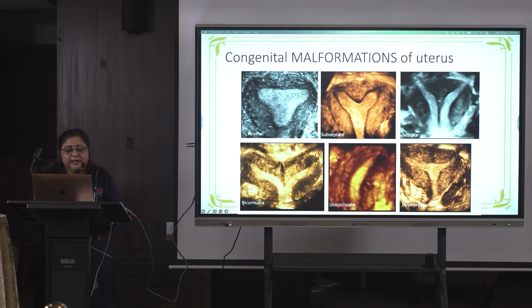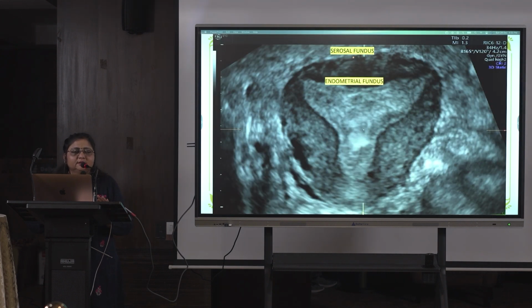So can you tell me what are the characteristics of a unicornuate uterus? Only one horn is developed. So what will we see on the ultrasound? Only one-side fallopian tube plus a single cavity. The cavity can be very small. Yes, and definitely it will be small only.